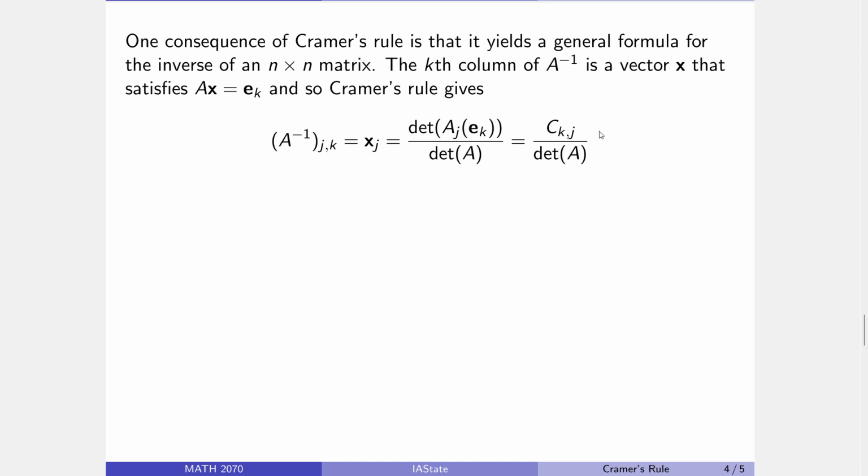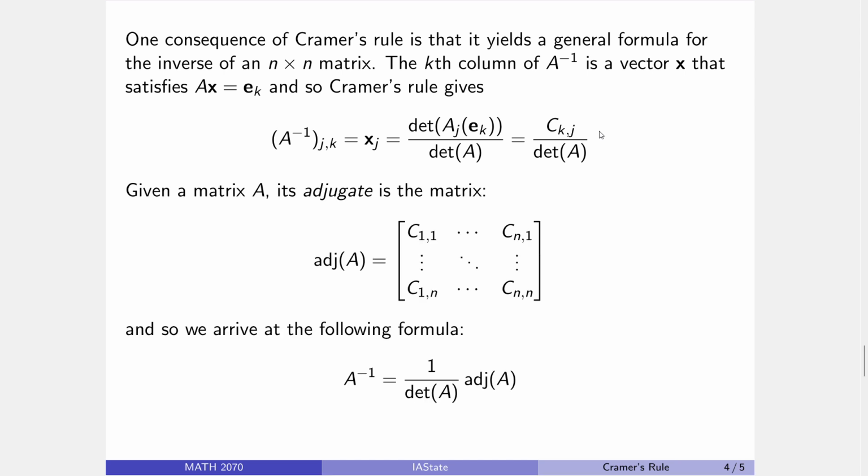All right, and now, ta-da, if I define the adjugate matrix to be the matrix that has these cofactors as its entries, this gives me an explicit formula for the inverse of a matrix. It's 1 over the determinant times the adjugate. And you can check for the 2 by 2 case, this actually does give you the correct formula.